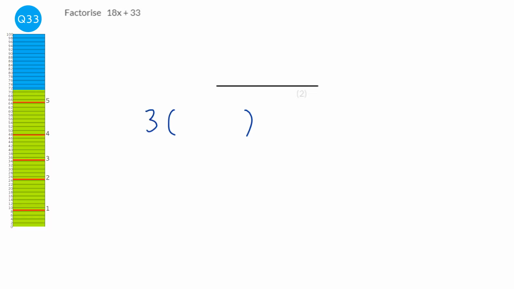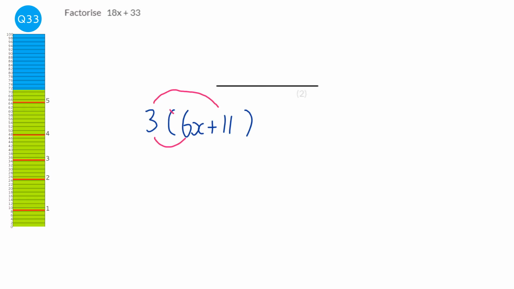And there's no letter we can divide out of both of them because 33 doesn't have a letter. Next we ask ourselves, 3 times what is 18x? Well, 3 times 6 is 18, so 3 times 6x will be 18x. Then we ask ourselves, what times 3 is 33? And that's obviously going to be 11.